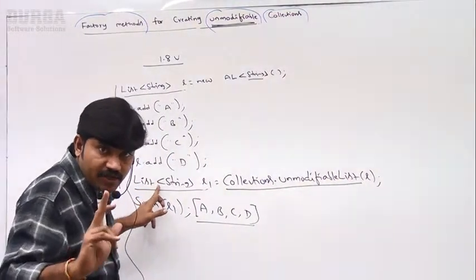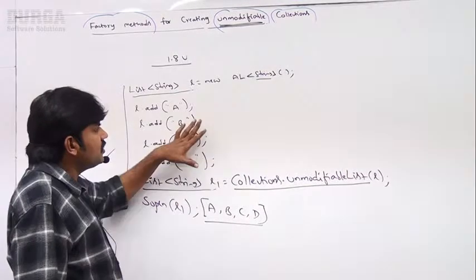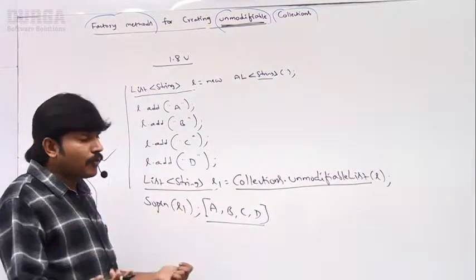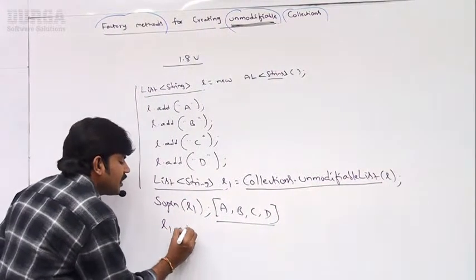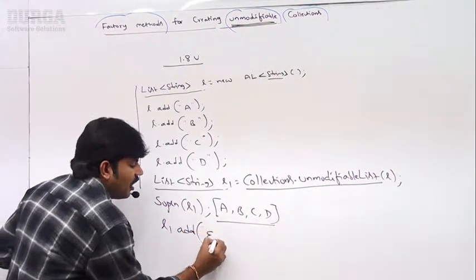Is it clear for all of it? Okay, that's all, sir. So this is the way we can do. Sir, where is the proof? This one is unmodifiable. Very simple, sir. Just L1.add(E).